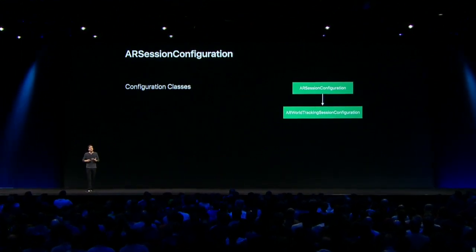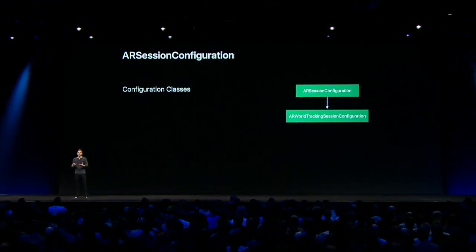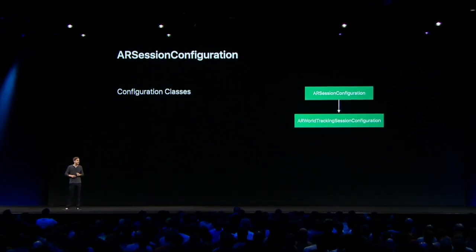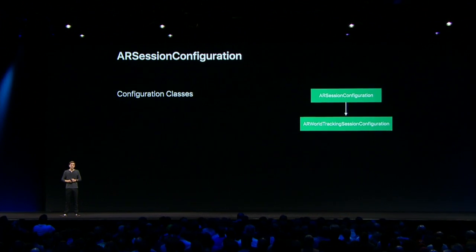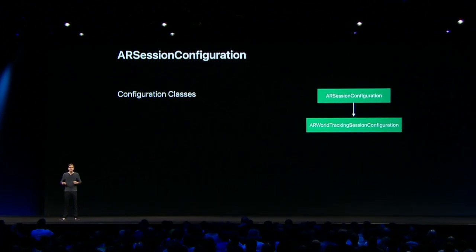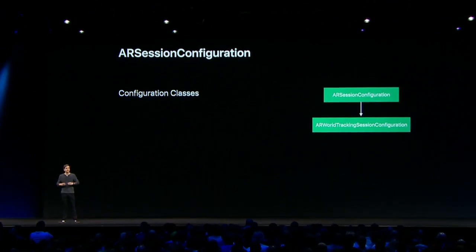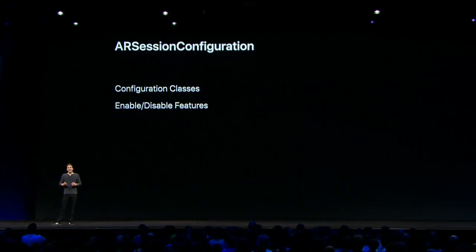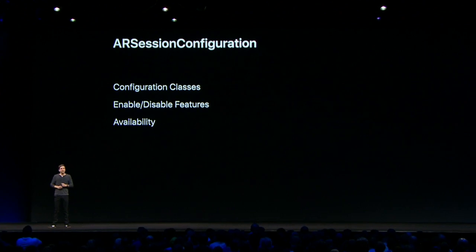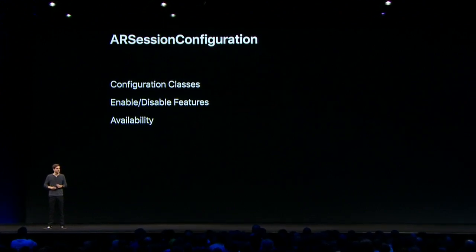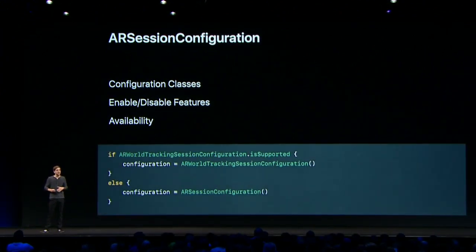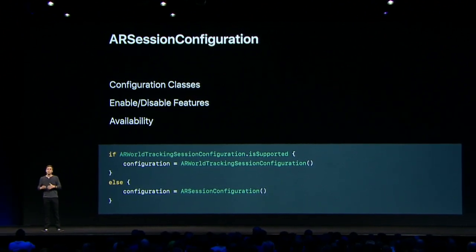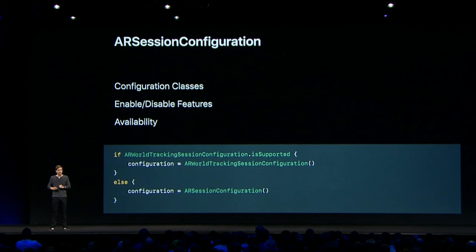With this, we also get information about the scene. So we provide scene understanding, like feature points, as well as physical positions in your world. In order to enable and disable features, you simply set properties on your session configuration classes. And session configurations also provide availability. So if you want to check if world tracking is supported on your device, you simply need to call the class property isSupported on AR world tracking session configuration.